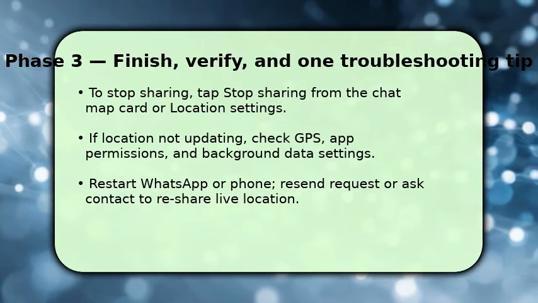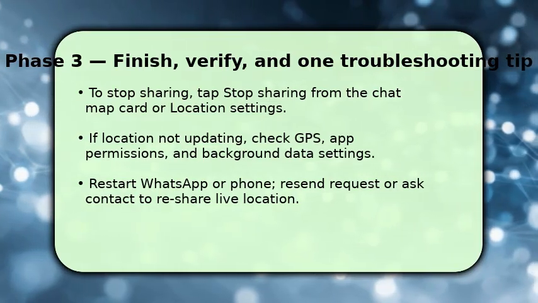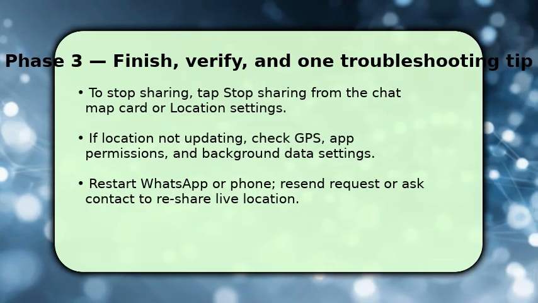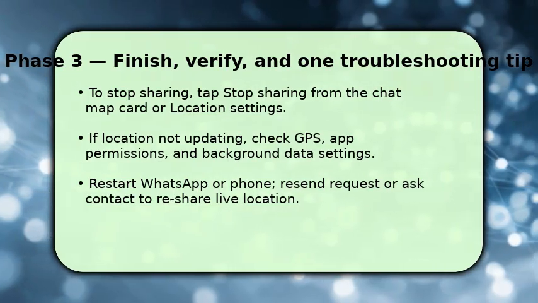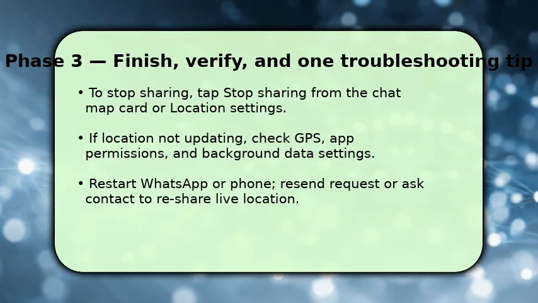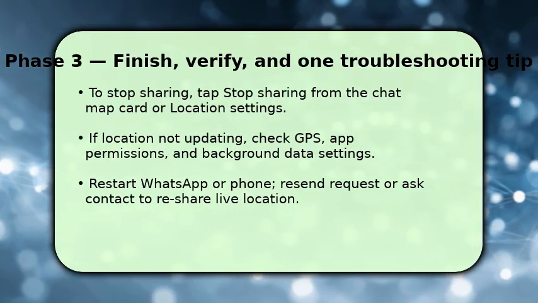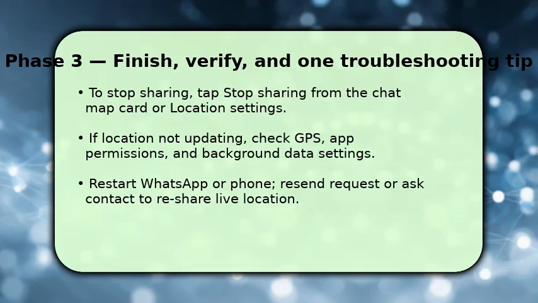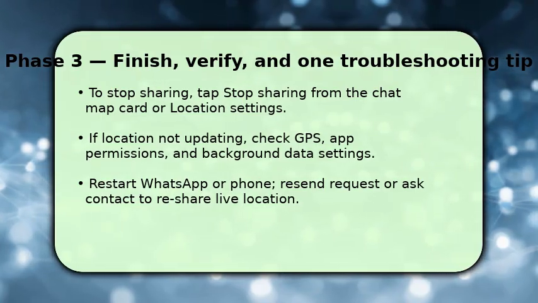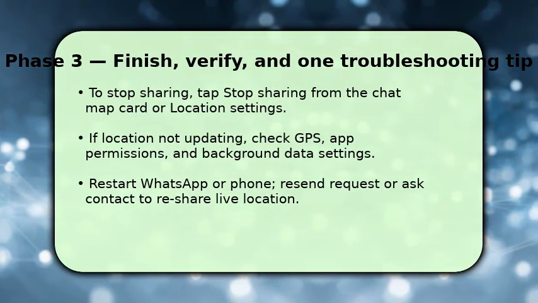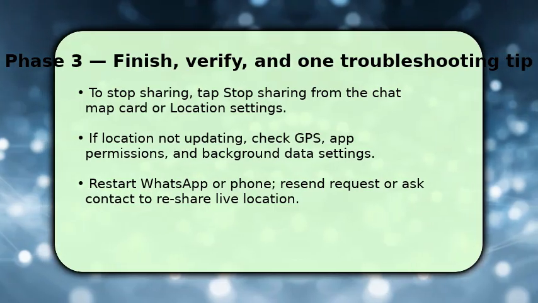If it does not, check GPS accuracy, app permissions, and background data or battery optimization settings because these often block updates. If problems persist, restart WhatsApp or the phone, then ask the contact to reshare live location. This sequence resolves most issues and keeps control of your privacy.